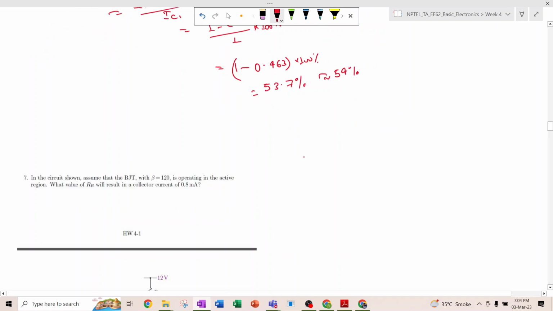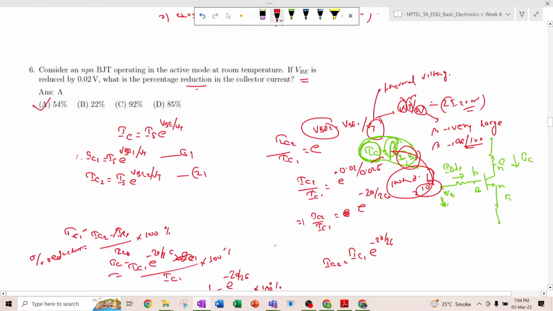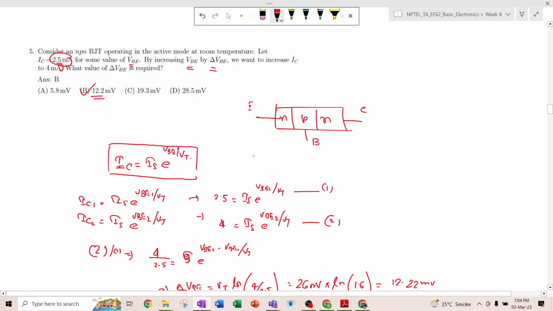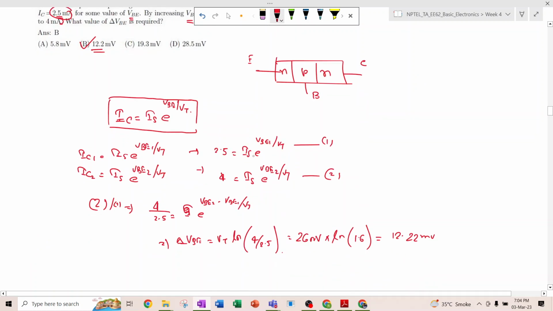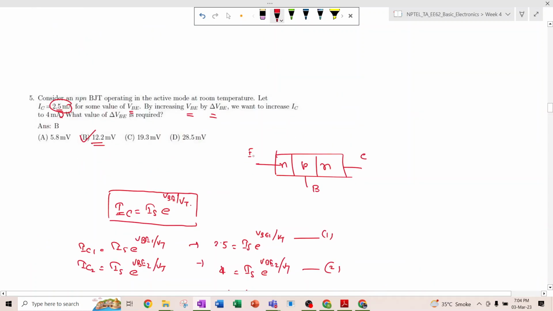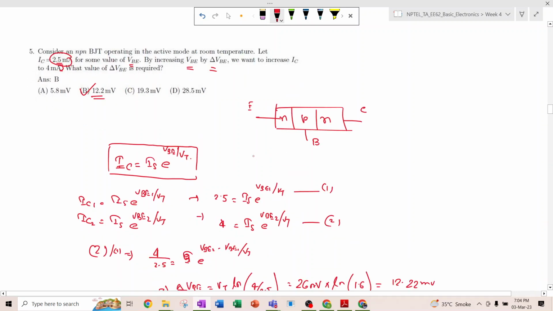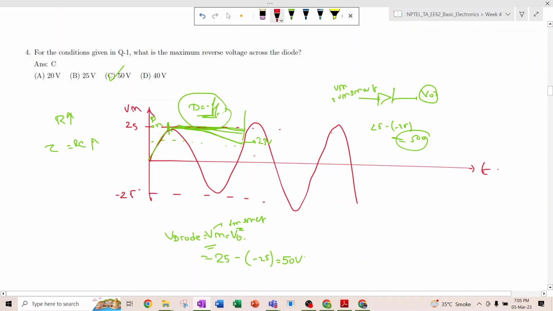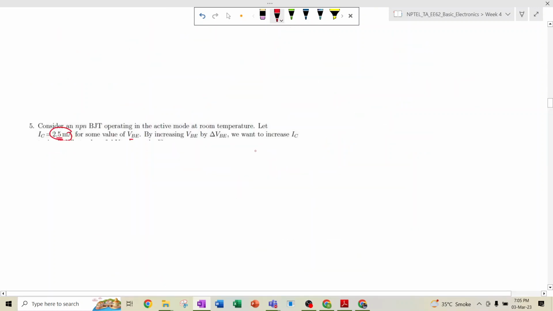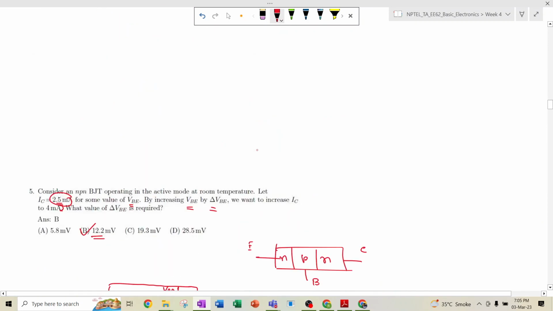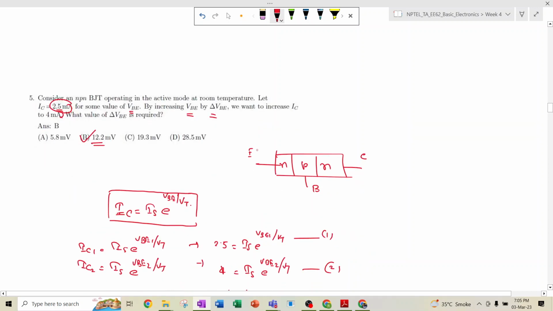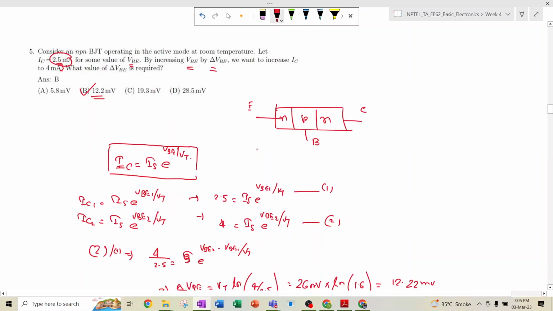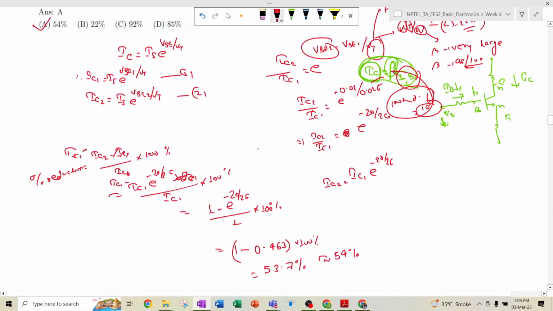Do you have any doubt? Can you go to the previous problem? Yeah, this one. Okay, sir. What is the relation between IB and VB, sir?